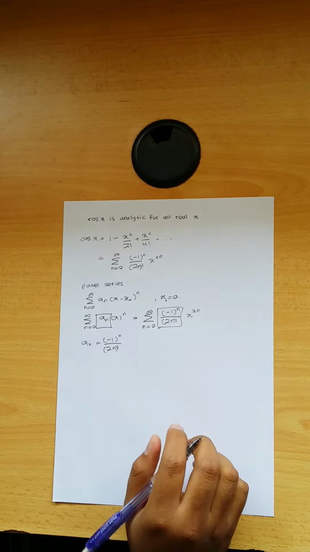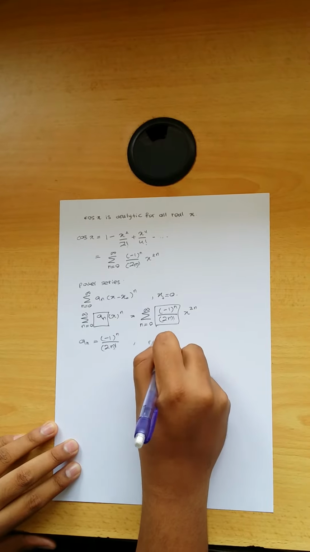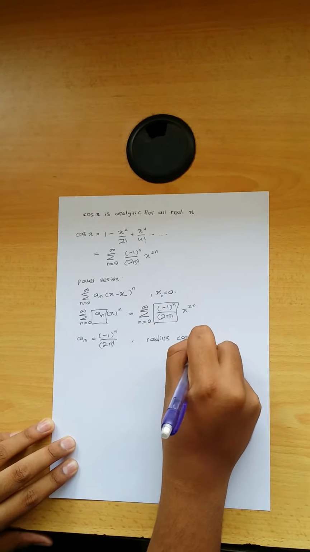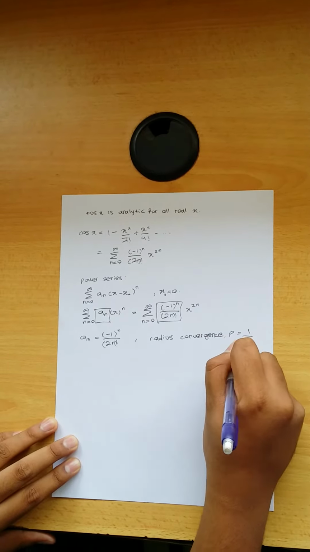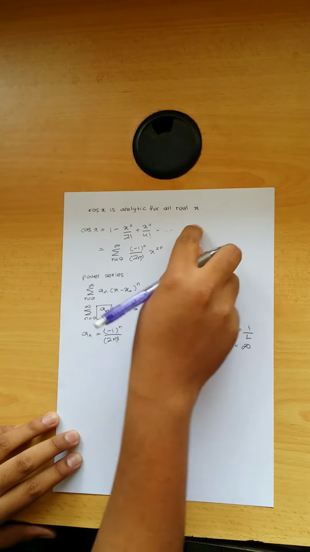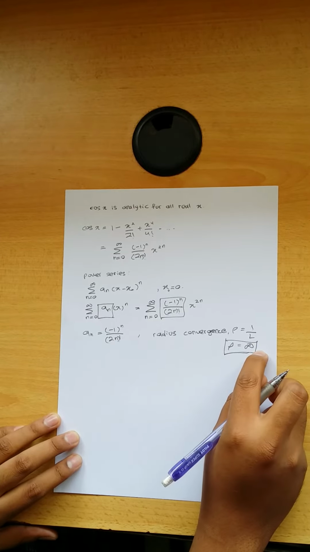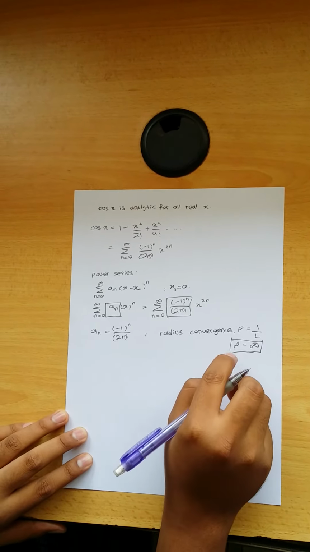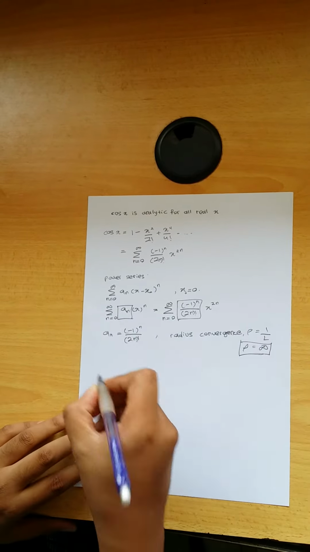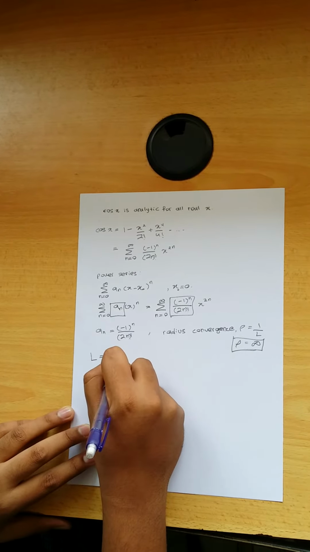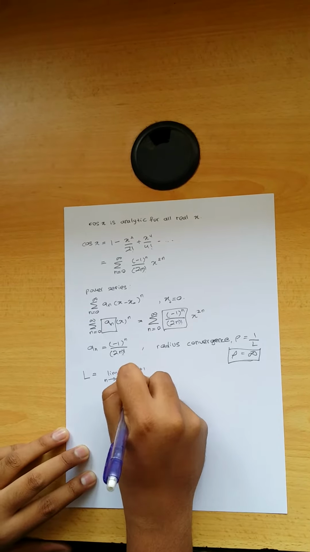For analyticity, we have to show that our radius of convergence, rho equal to 1 over L, is equal to infinity, to show that cosine x is analytic for all real x. So our target is to show that rho is equal to infinity. In order to have rho, we have to know L, because rho is the reciprocal of L. And L is defined as the limit as n approaches infinity of the absolute value of a_(n+1) over a_n.